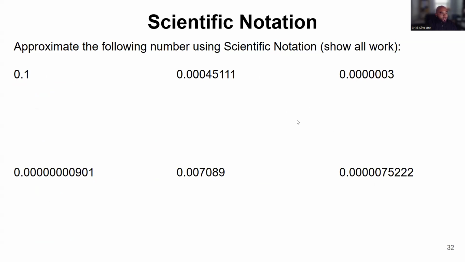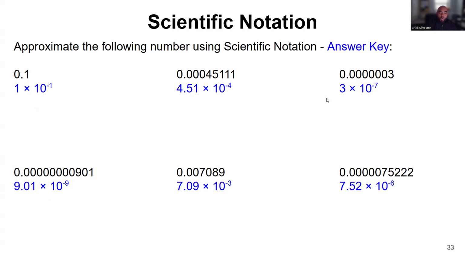All right, now you can double check your work. See where you went wrong. Again, you have your 4 steps. Look at your steps and identify where you went wrong. Did you go wrong in creating a base? Did you go wrong in counting the spaces? Did you go wrong in making sure the exponent is negative? So again, you can identify where your mistakes were and then fix them.